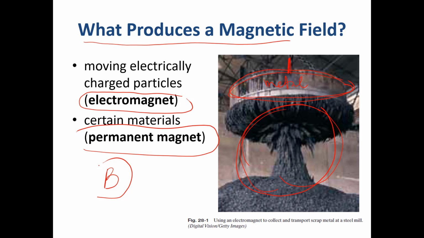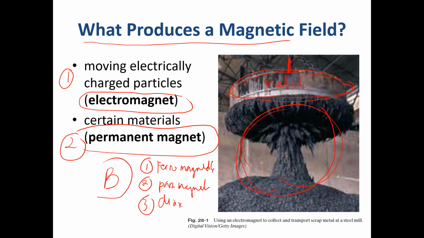So this is the first one. The second one is we can use a permanent magnet. And there are three kinds of permanent magnet: ferromagnetic, strong magnetic fields; paramagnetic, which is not as strong, but this material contains magnetic fields; and then the third one is diamagnetic. Okay, these are the three kinds of material in permanent magnets to produce a magnetic field.